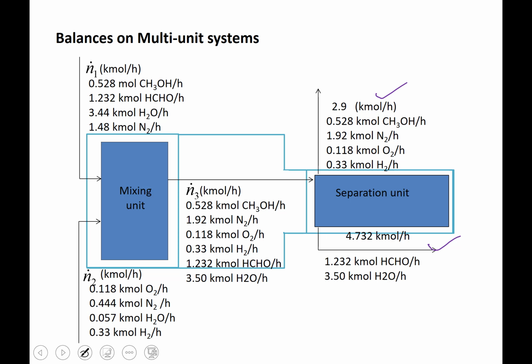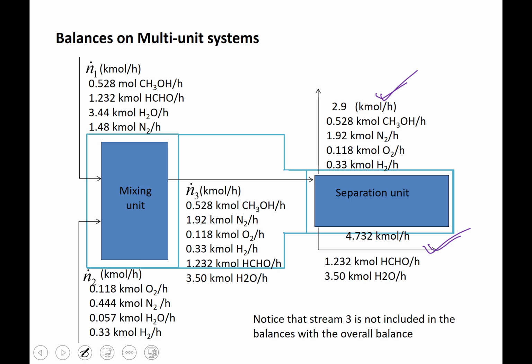We could also do the overall balance by drawing our box around all the units present, and this would be the total plant input and output. So we would have N1, N2, the gas stream, and the product stream. So when we draw our box around all of the units, then this stream is not included in the balances.